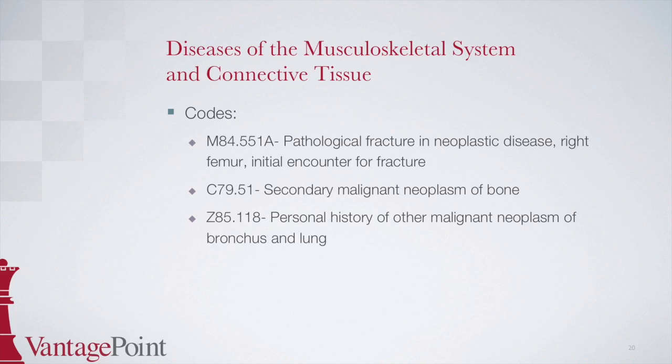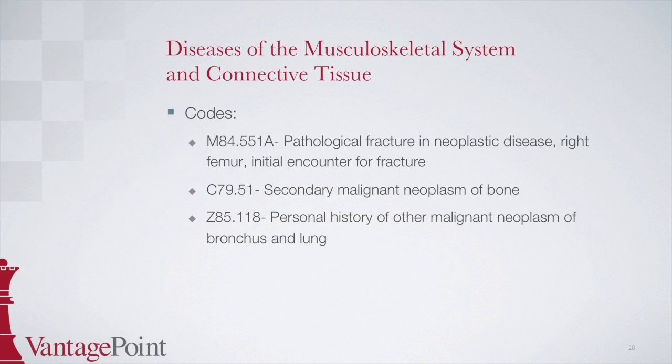The final code is Z85.118, personal history of other malignant neoplasm of bronchus and lung. Since documentation states that there is no longer any evidence of the patient's primary malignancy, which was the right upper lobe carcinoma, the carcinoma is coded as personal history of malignant neoplasm. To locate this code, start at history in the alphabetic index, then locate personal. From there, you would look for malignant neoplasm and then lung, which points to Z85.118, which you would then confirm in the tabular.